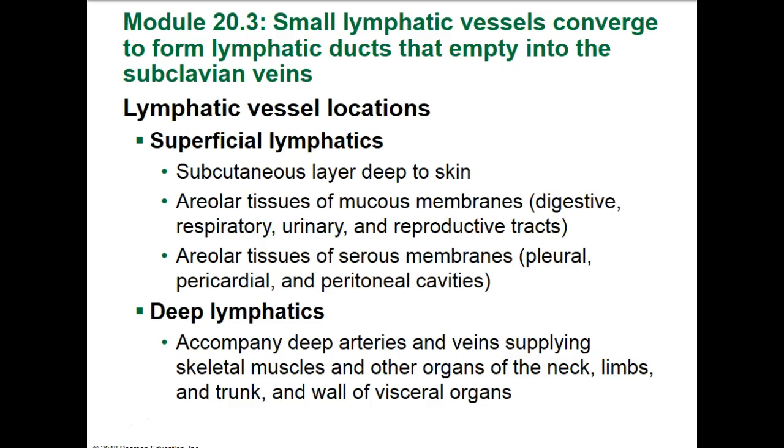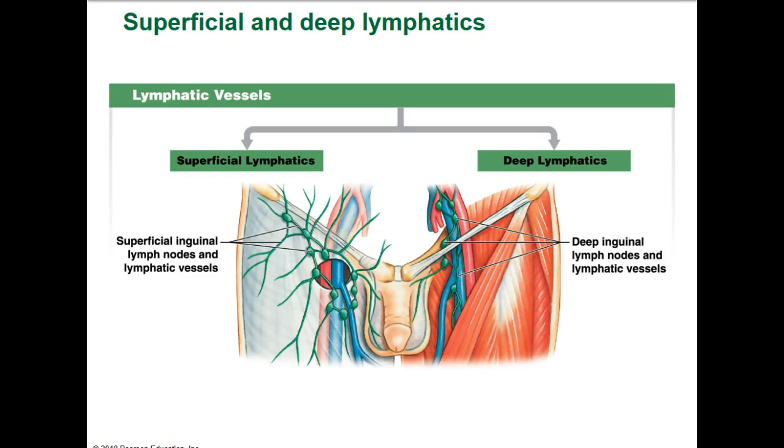Okay. The superficial lymphatics, these are subcutaneous layers that are into the skin. Areolar tissues of the mucous membranes, like digestive, respiratory, urinary, reproductive tracts. Areolar tissues of the serous membranes, the pleural, pericardial, peritoneal cavities. Then we have what we call the deep lymphatics. Those accompany the deep arteries and veins that supply the skeletal muscles and the other organs of the neck, the limbs and trunk, and the wall of the visceral organs. So this graphic shows some of the superficial lymphatics on the left and the deep lymphatics on the right.